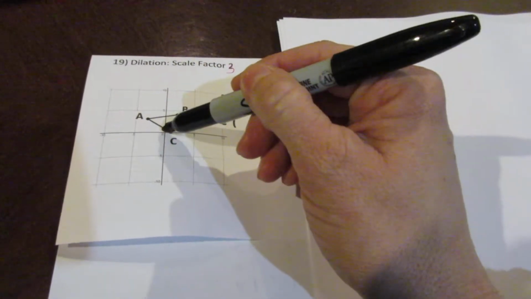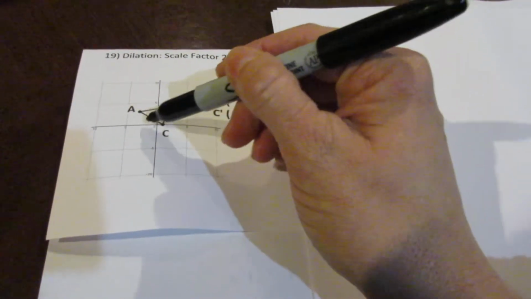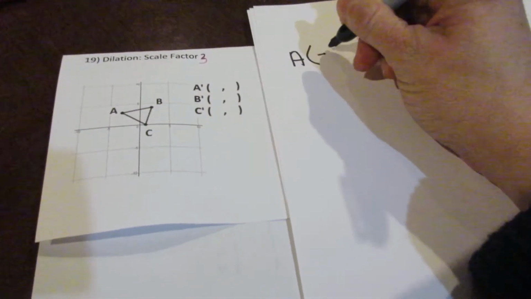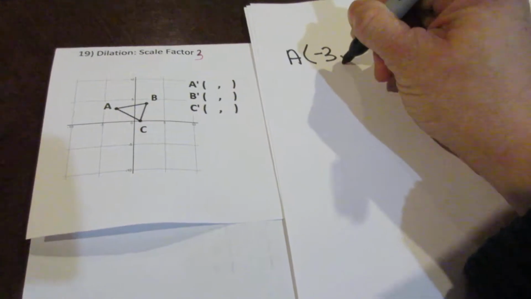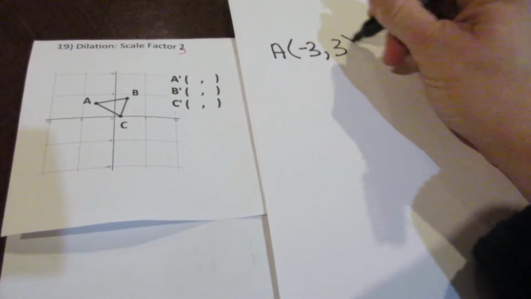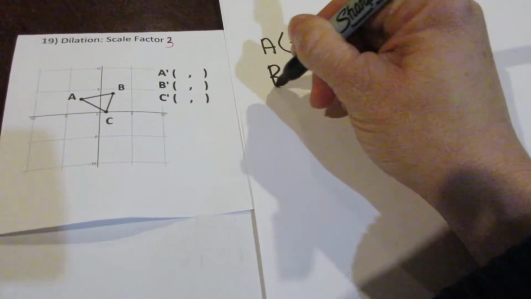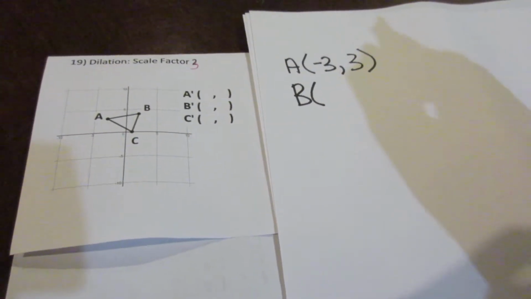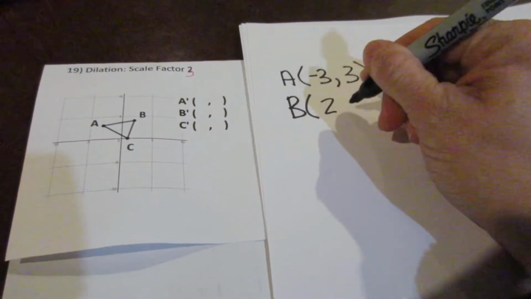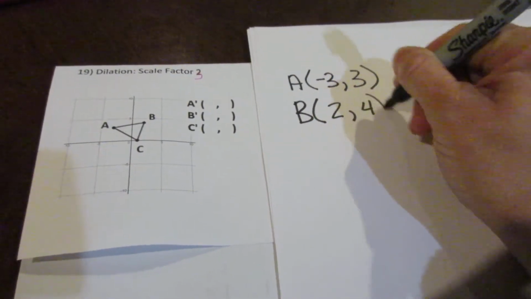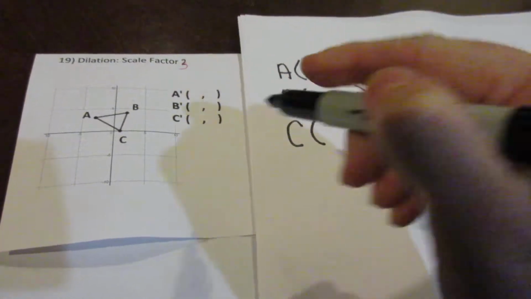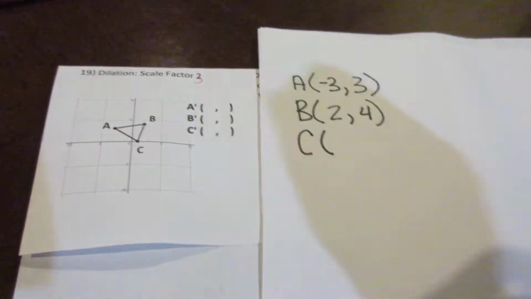And A here looks to be over -3 and up 3. So you write down that first coordinate and then you do the same for the following points. B looks to be over 2 and up 4, so I'm going to write 2, 4. And point C is over 1 and up 0.